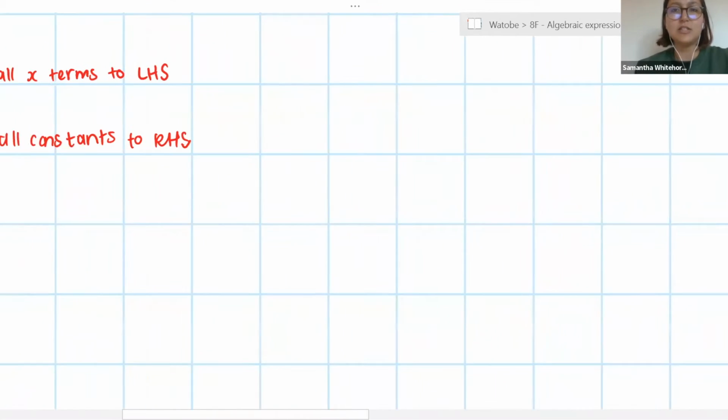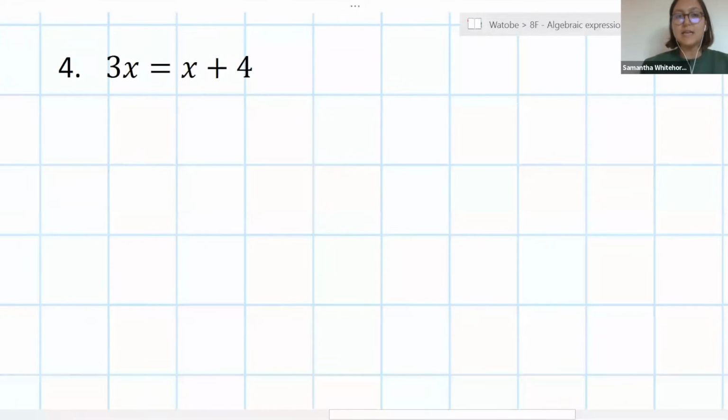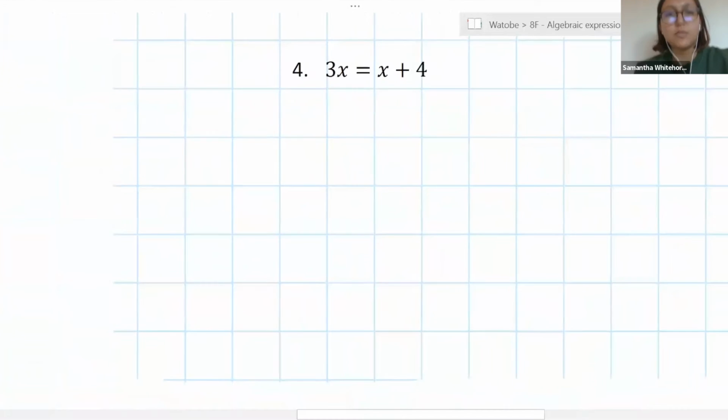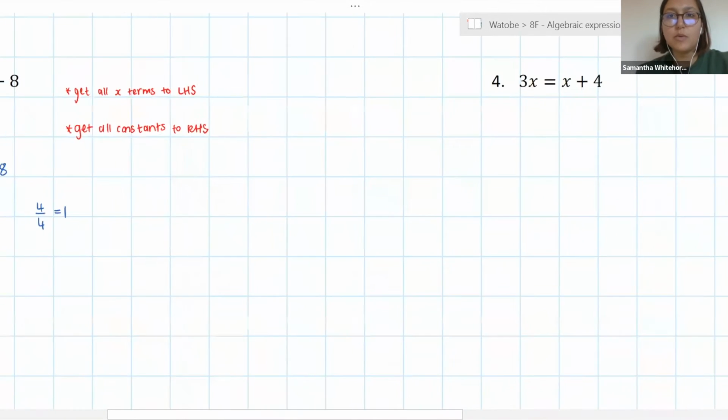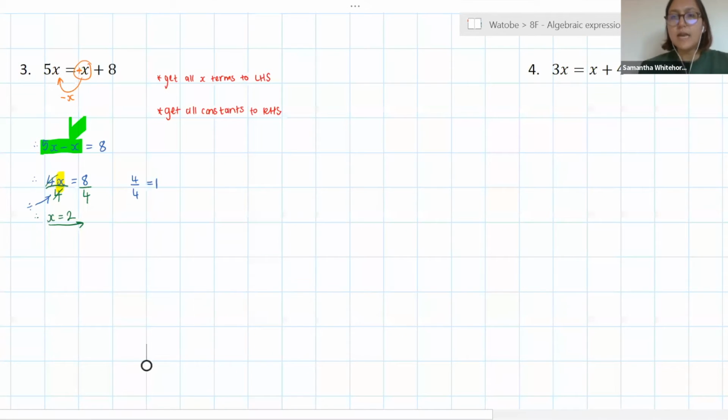Right, guys, so let's try another one like this. We've got 3x equals x plus 4. So I'm going to give you a minute to give it a try by yourself. If you have questions, put them in the chat. And what I'll actually do is make this a bit smaller so you can see what we were doing in example 3. And you can see all my notes.